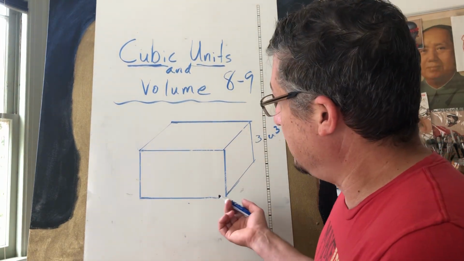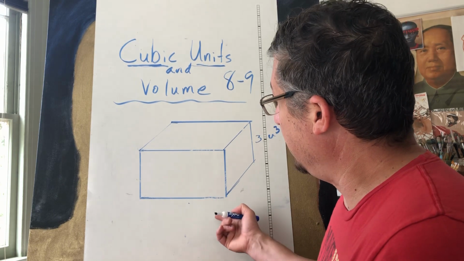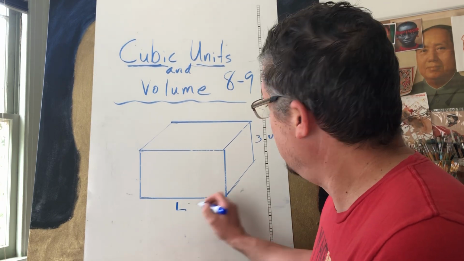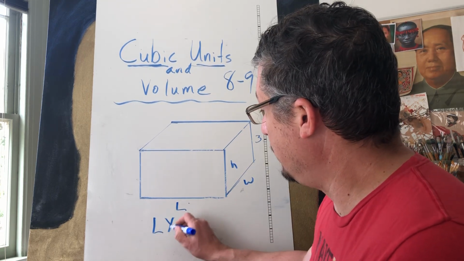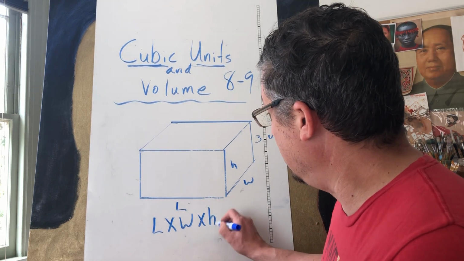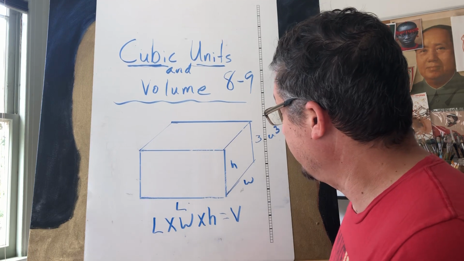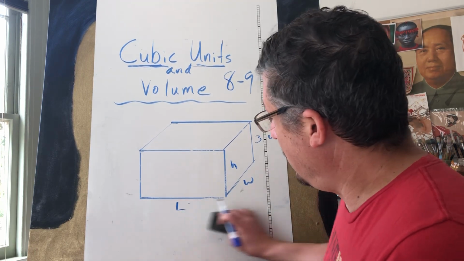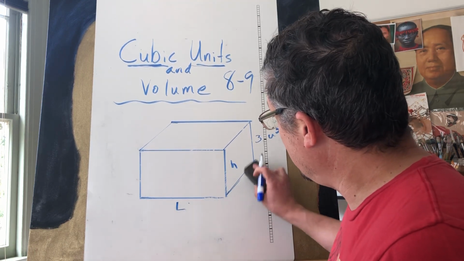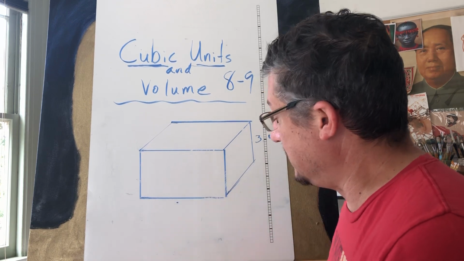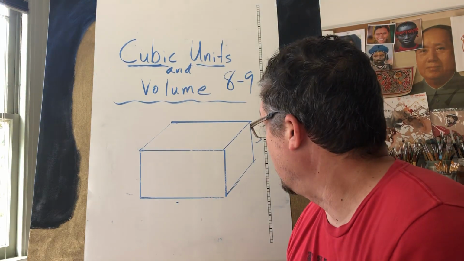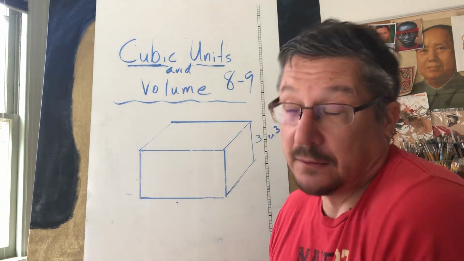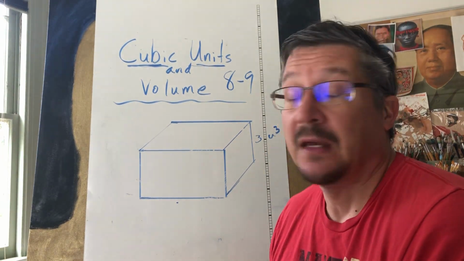And we get that because what's the formula for volume? Length, width, height. Length times width times height equals volume. And these have to have some sort of measurement to them. You can't just say height is 3 what, right? Or the width is 4 what? You can't do that. You have to give it a unit.